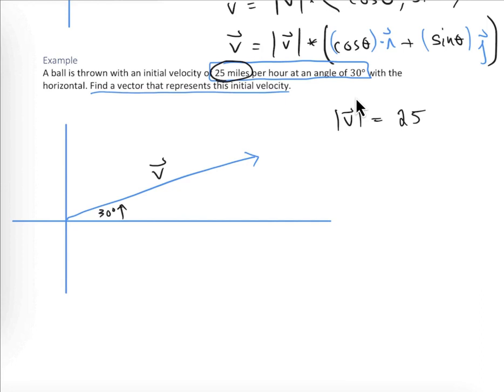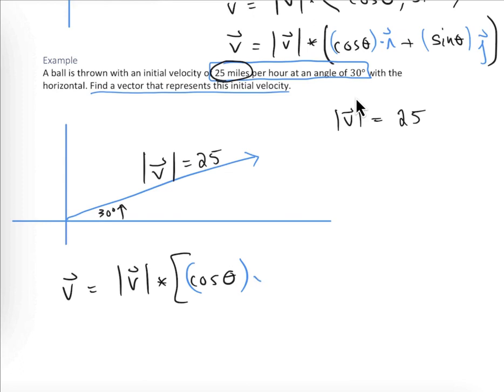Now let's use our formula and then try to understand the formula from our image here. So we know that the magnitude of this vector, the length of that vector, is 25. Our formula says that in order to get the components of this vector, we're going to take the magnitude of our vector and multiply it by cosine theta, and that's going to be my multiplier of my i vector, plus the sine of the angle theta, and that's going to be my multiplier of my j vector, like this.